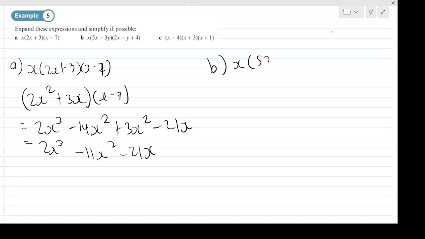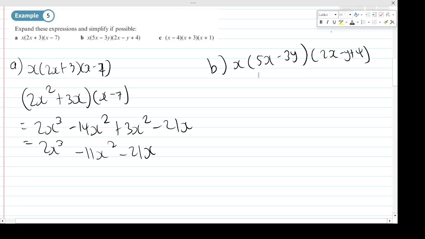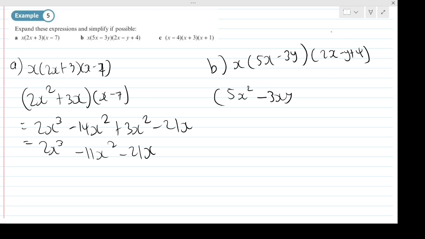Part B, let's do here. Again, we have x lots of 5x minus 3y, 2x minus y plus 4. Again, let's still focus on the first two brackets first, the first two products. So this is going to be, firstly, x times every term in the other bracket. So x times 5x is 5x squared. And then x times minus 3y is going to be minus 3xy. There we are. And then we're going to times by the other bracket. So 2x minus y plus 4.